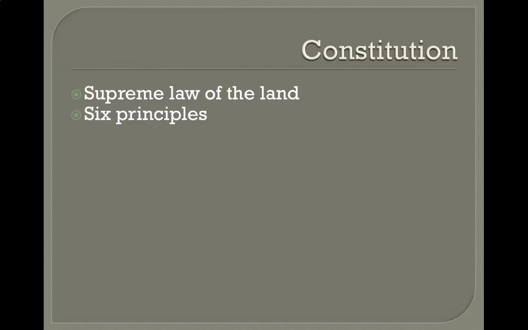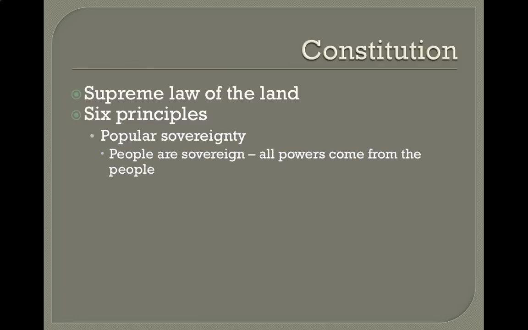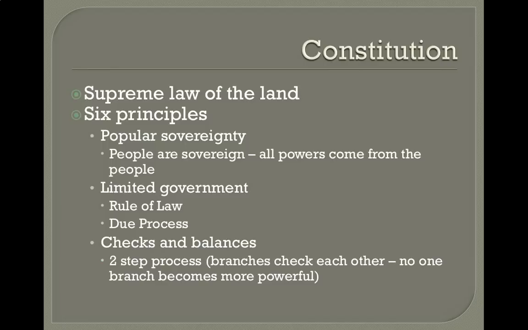So looking at the Constitution, we know Article 6, we talked about this in class, Article 6 of the Constitution says that the Constitution is the supreme law of the land. And we also get 6 basic principles that are built into our Constitution. The first one is this idea of popular sovereignty. People are sovereign. All power comes from the people. The next idea, and these aren't new, is the idea of limited government. We have rule of law. We have due process. No one is above the law, and we have written out laws, and we have a process that everyone has to follow.